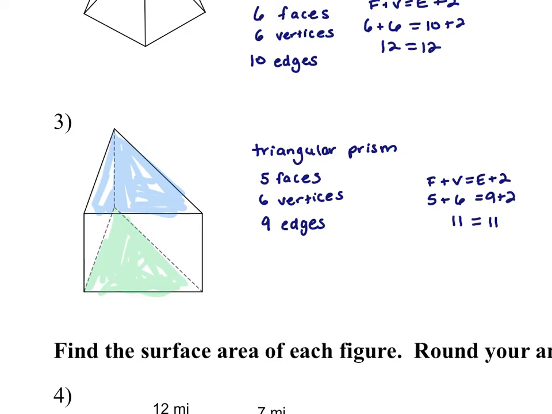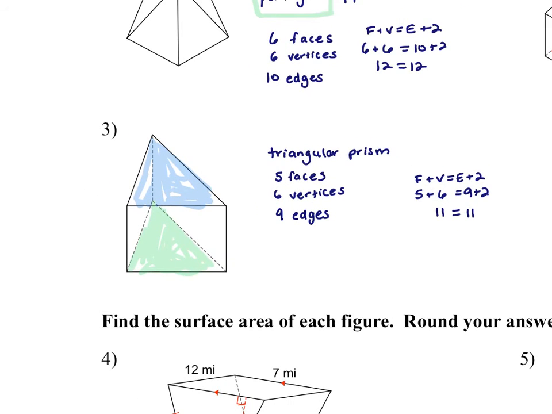So it's a triangular prism with 2 triangle faces, 3 rectangles, so a total of 5 faces, 6 vertices, and 9 edges. And again, you can use Euler's to confirm the count. Any questions on 1 through 3? All right, let's try number 4. This is now where we're going to start calculating surface area.